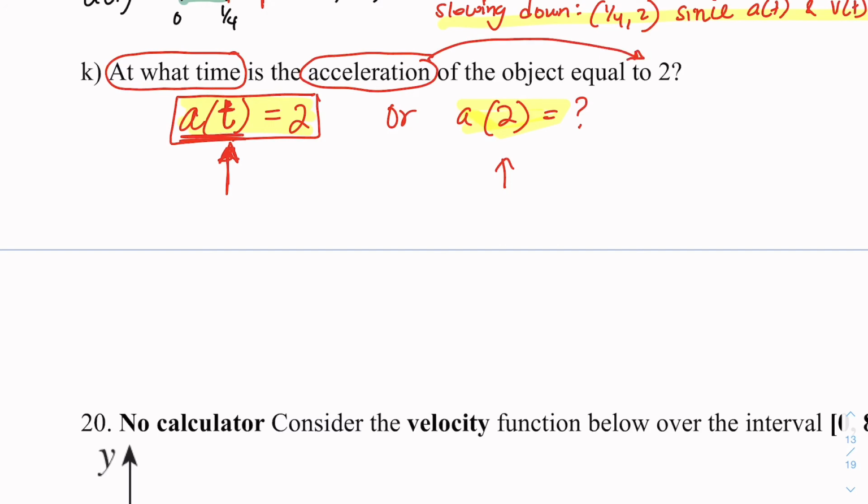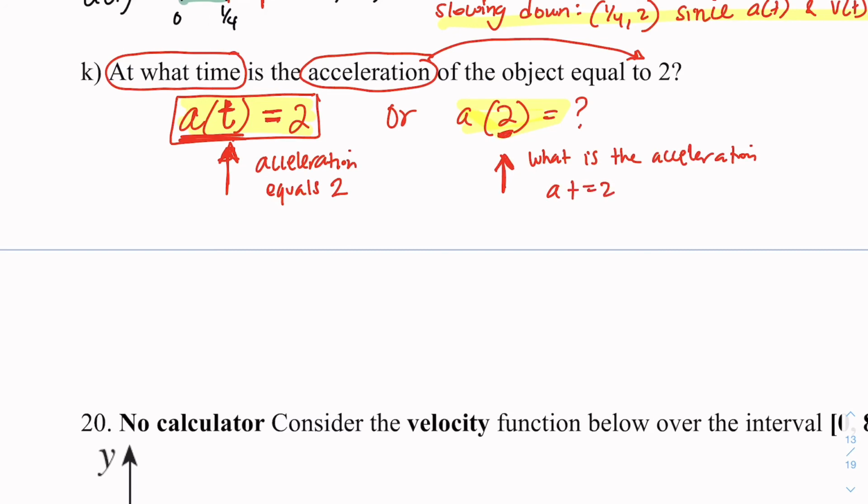At what time is the acceleration equal to 2? Here I'm showing acceleration equals 2. What this is saying is, what is the acceleration? Right? That's why there's a question mark. What is the acceleration at t equals 2, at time 2? That's not what this question is saying at all. So we need to make sure that we are using the first setup.